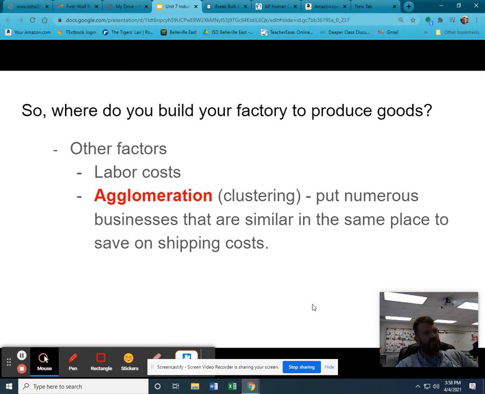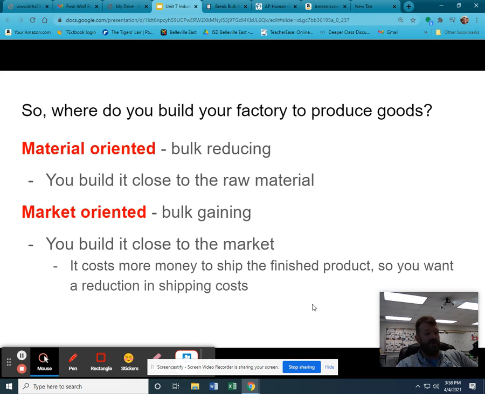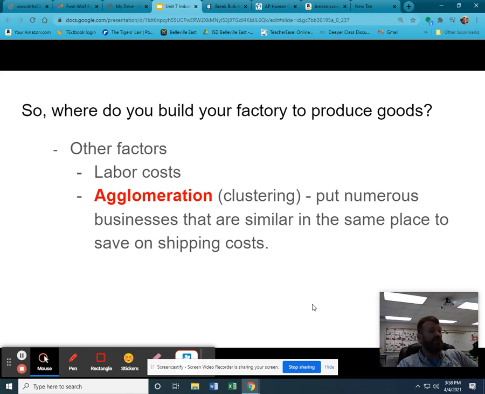Okay, so where do you build your factory-produced goods? Other factors besides where the market is and where the raw material comes from. Those are big factors, right? So where the raw material comes from and where the market's at are huge factors. Other factors are the cost of labor, which is why Nike will shift stuff all the way over to Southeast Asia somewhere to make things.